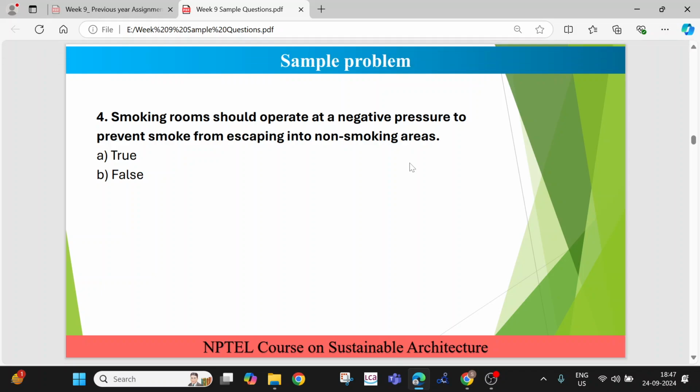Yeah, it's true. So we have to maintain negative pressure, and that negative pressure will help you to ensure that the smoke does not escape and mix the air in the non-smoking areas. Thereby, it will be protecting the indoor air quality for non-smokers. Fine. So let's move to the next question.